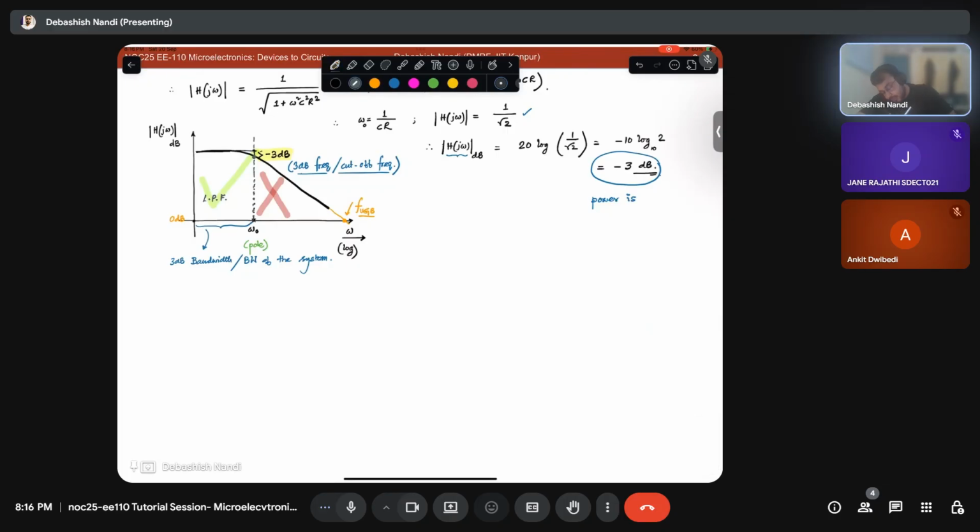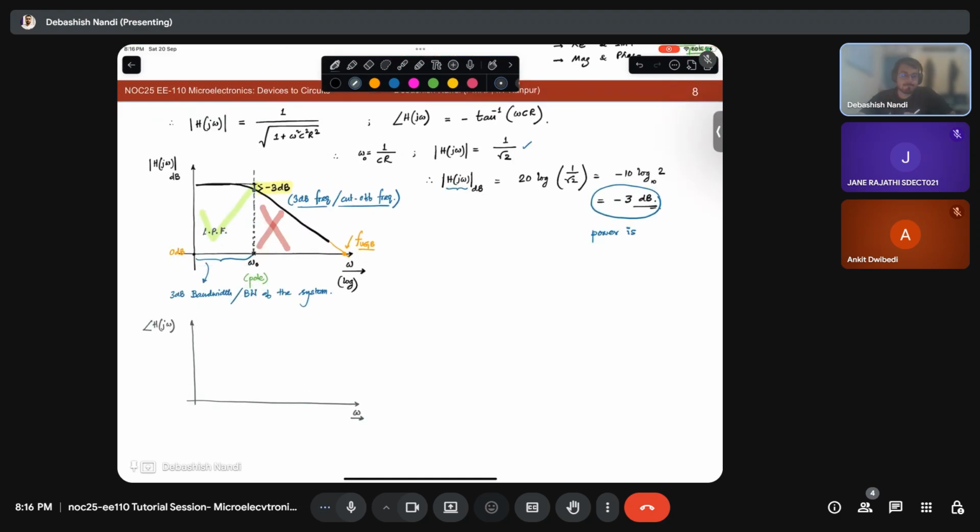Similarly, what about the phase plot? How will it look like? This is simply tan inverse of omega, right? So this will be simply like this. At this point, what is the value at omega 0?